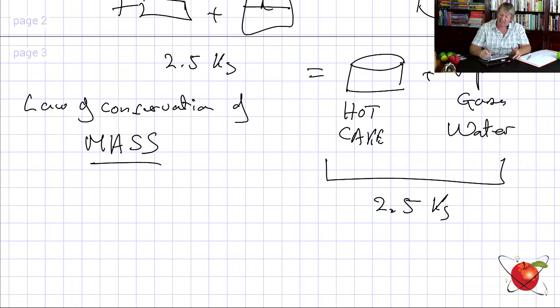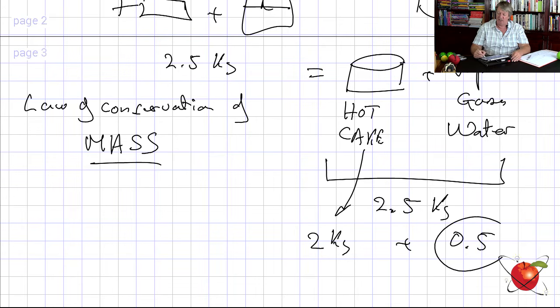Obviously the cake is not going to weigh 2.5. The cake might weigh 2 kilograms, and maybe if you catch the water, you've got 0.5 kilogram of water that has come off there. That's what we're talking about when we talk about this process: conservation of atoms, conservation of mass.